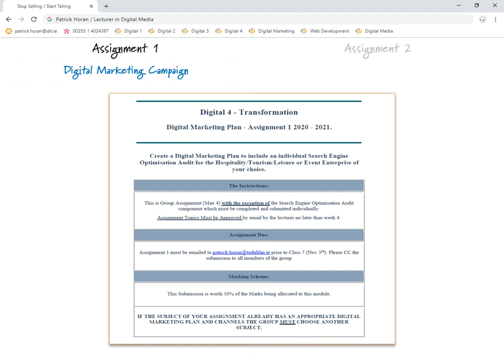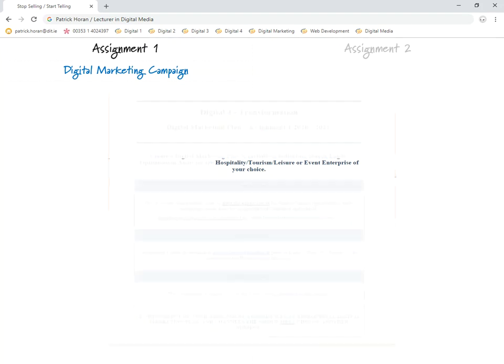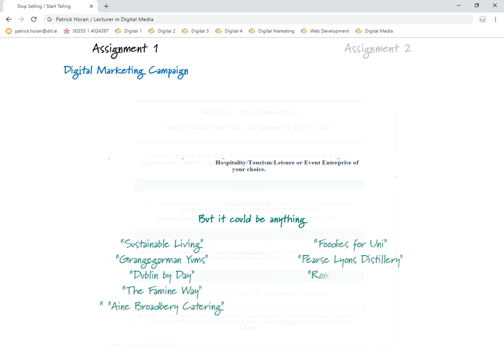Now that's very important. It's up to you to decide on what you want to focus on. This could be a real company that's already in place. It could be something you're thinking about doing, or it could be a synopsis of other things as well. So what you've got to do is come up with a concept that you want to create a digital marketing campaign for. I'll just talk about a couple of things here for a second. The actual enterprise, it could be anything really.